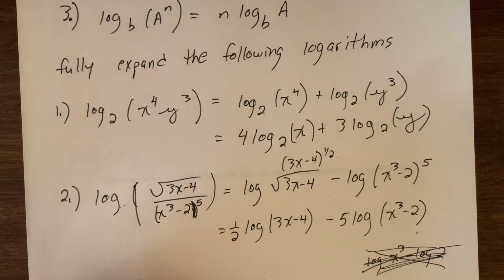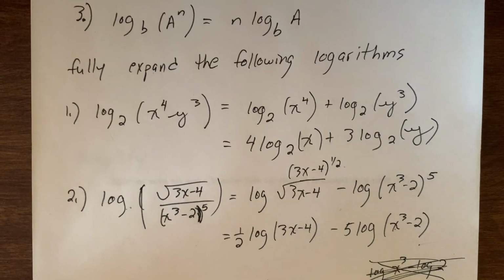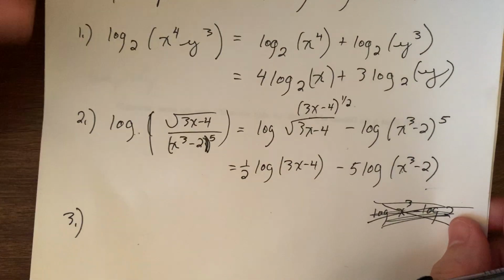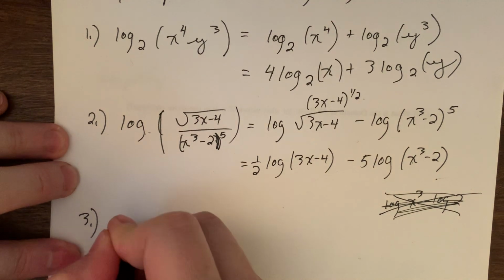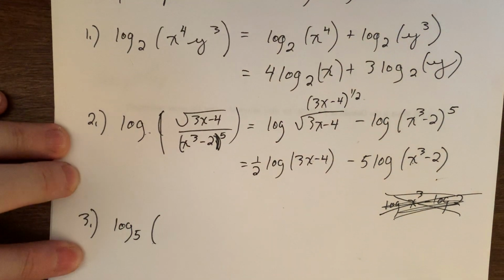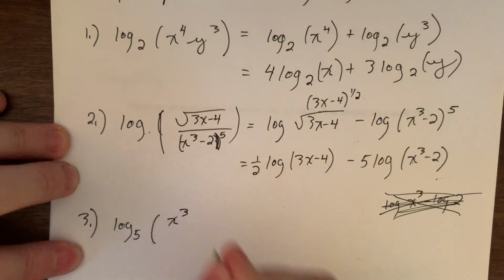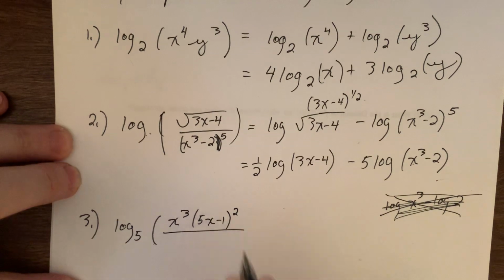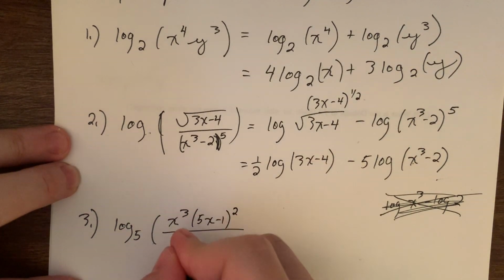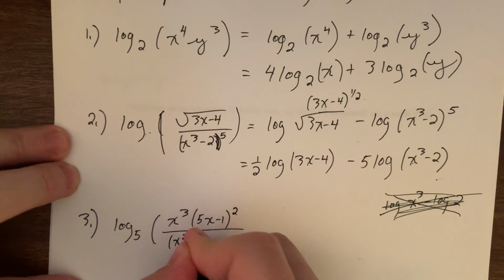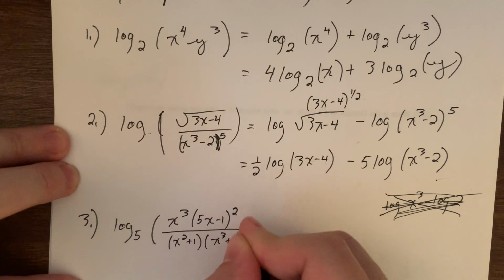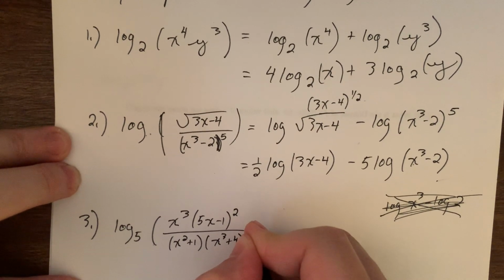Okay, let's do one more, and then we'll do some contraction problems. So number 3, let's look at log base 5 of x cubed times 5x minus 1 squared, all divided by x squared plus 1 times x cubed plus 4 to the 4th power.